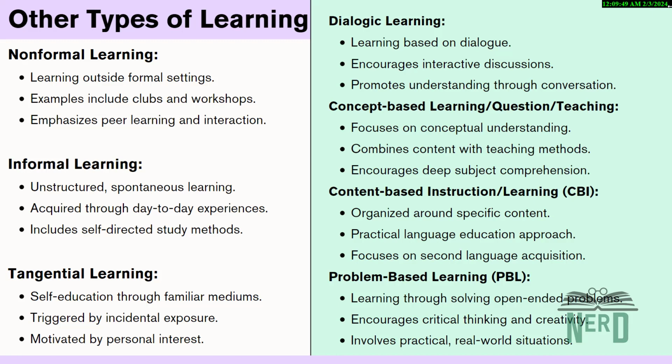Next is tangential learning. It is pretty cool. It happens when you get so interested in a topic you have encountered casually, like a historical event you saw in a movie, that you start researching it on your own.